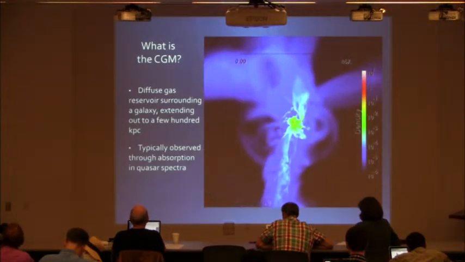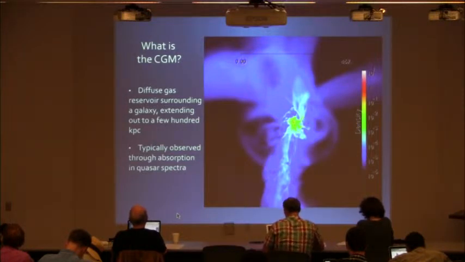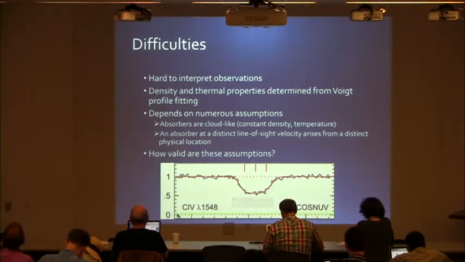Okay. So we've had a pretty good introduction to what is the CGM, so I'm not going to spend a lot of time here. Key points, it's just a diffuse gas reservoir surrounding a galaxy, can extend out to a few hundred kiloparsecs. And the key point really is that it's typically observed through absorption line studies, like in spectra of quasars. So what goes into that? There are some difficulties with this in that you are only getting a 1D test, and it can be kind of hard to interpret what the absorption lines tell you.